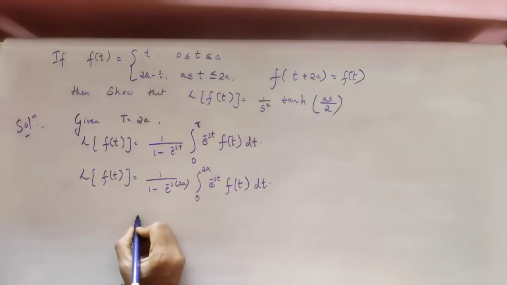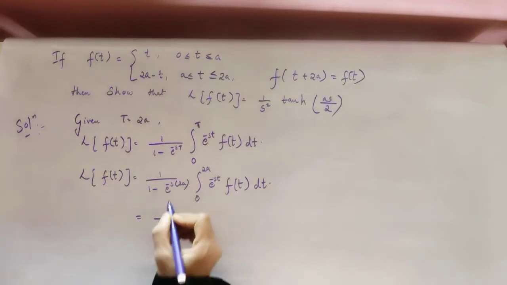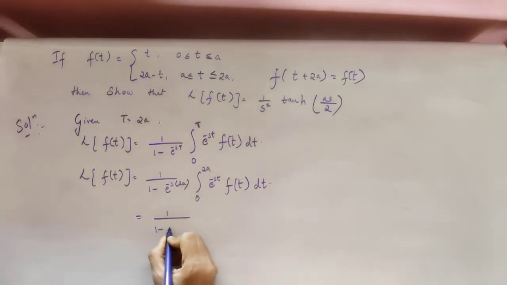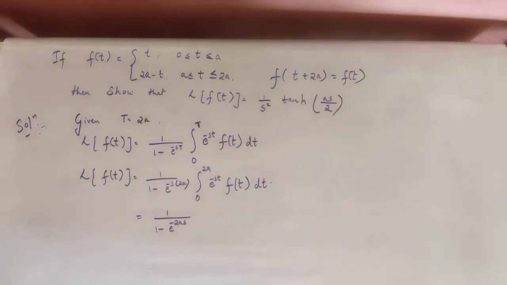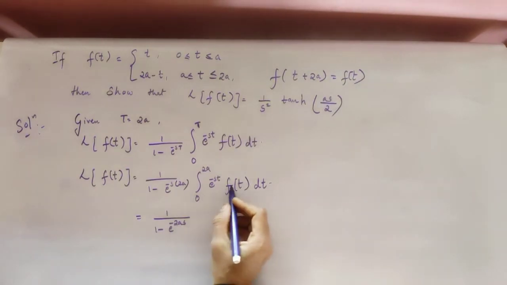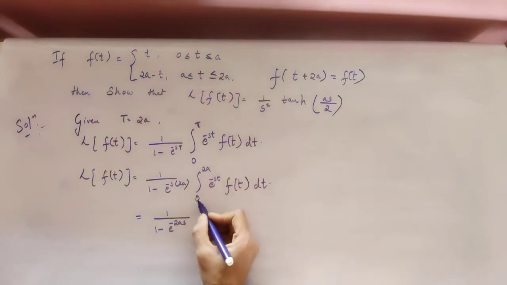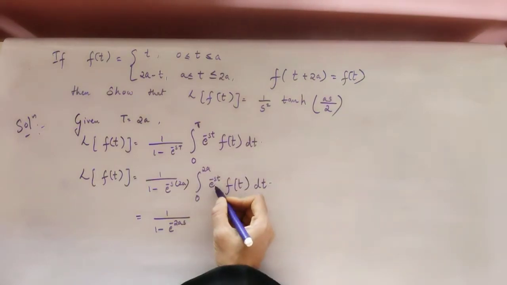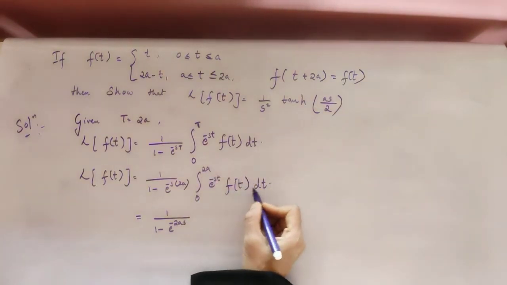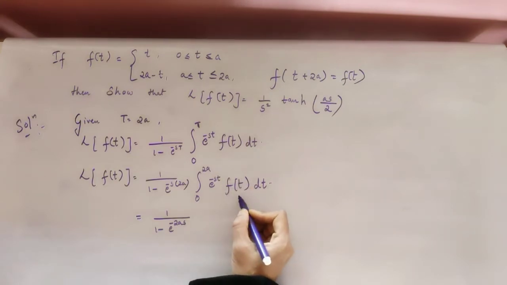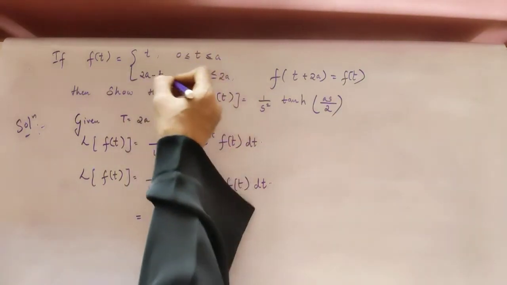Now let us simplify this further. It is 1 divided by 1 minus e to the power minus 2as, times the integration. Just have a look at this integral. It is integration from 0 to 2a, e to the power minus st f of t dt. Now what is this f of t? It is the f of t defined in this problem.